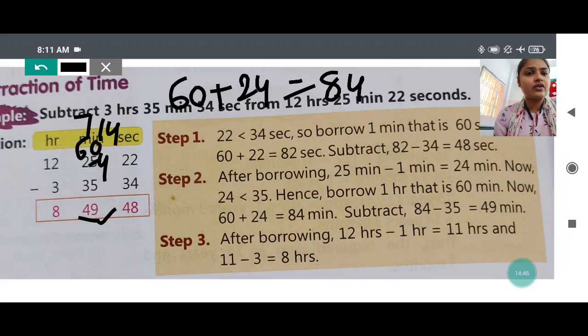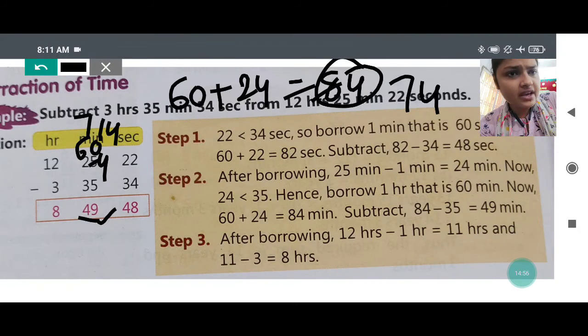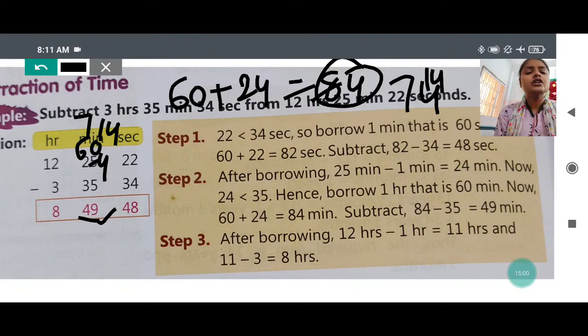How you will say, Miss, how you have got 7? Because 84 it was, my dear. So when we have taken 1 from 8, then it has become 7. So we are now having 74, and this 4 will become 14. Now we will subtract. Now the last number is left, that is our hour column, so it is 11. 1 minus 3 is not possible, so we will take one carry, it will become 11. 11 minus 3 you will get 8. You will get 8 hours 49 minutes and 48 seconds, my dear.